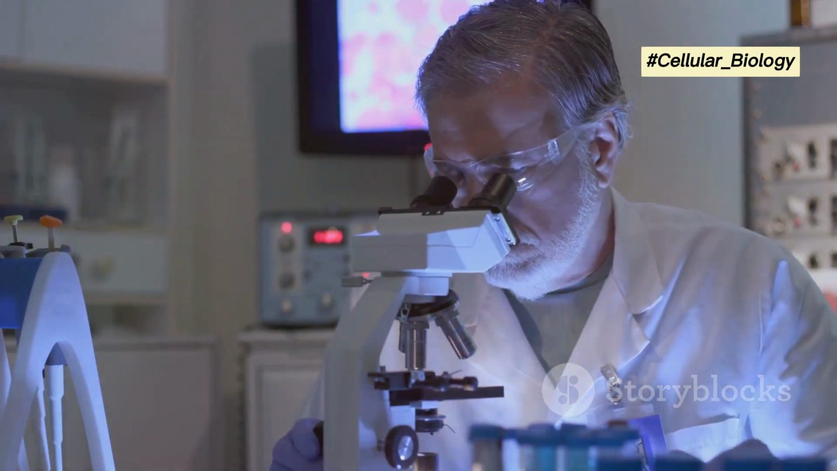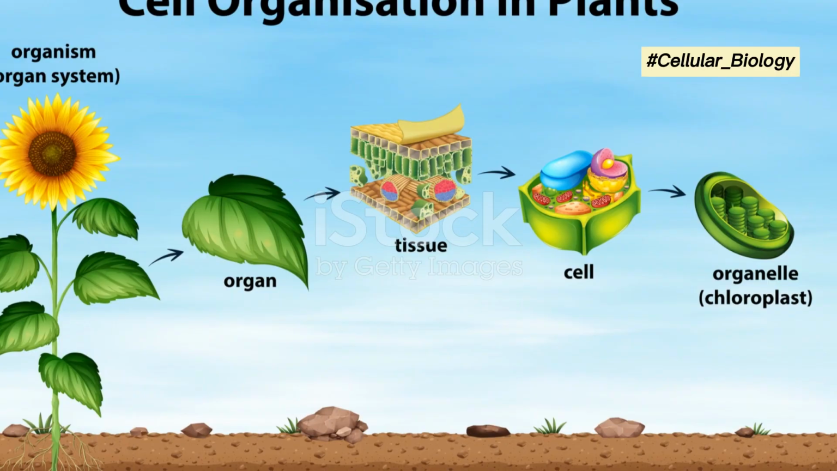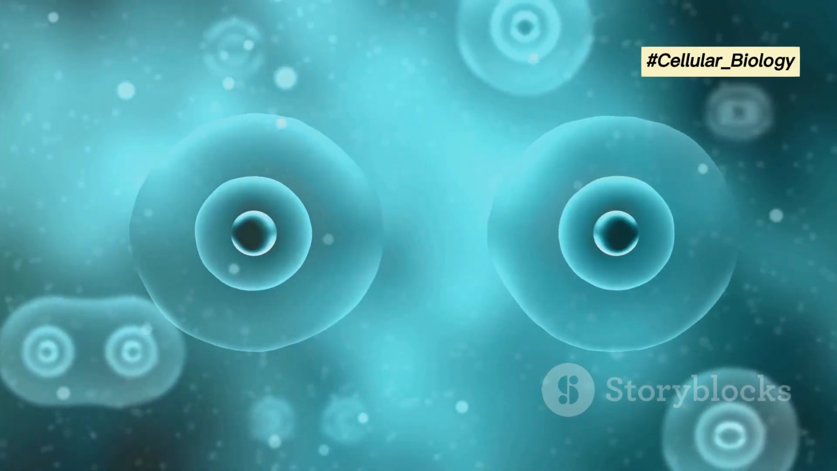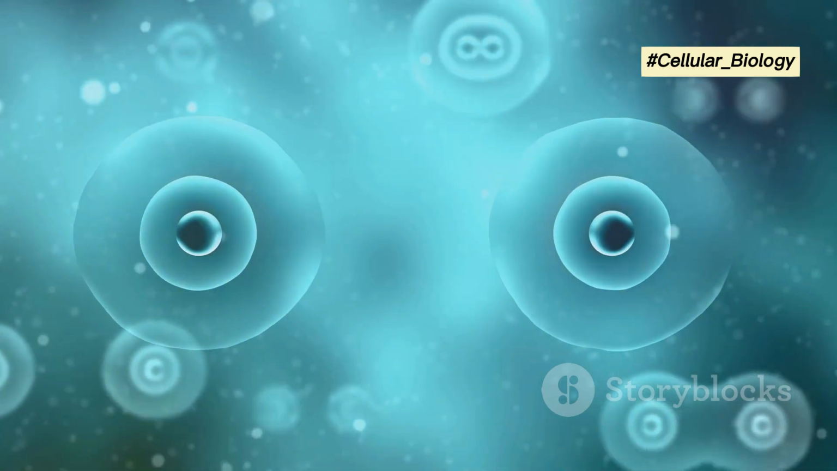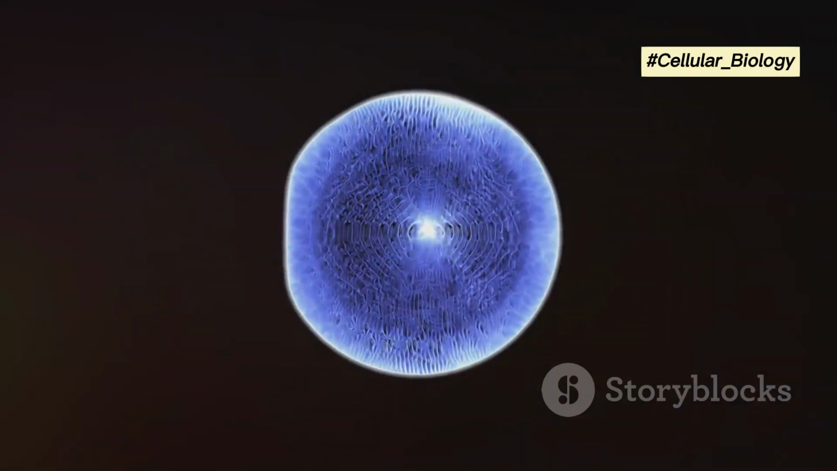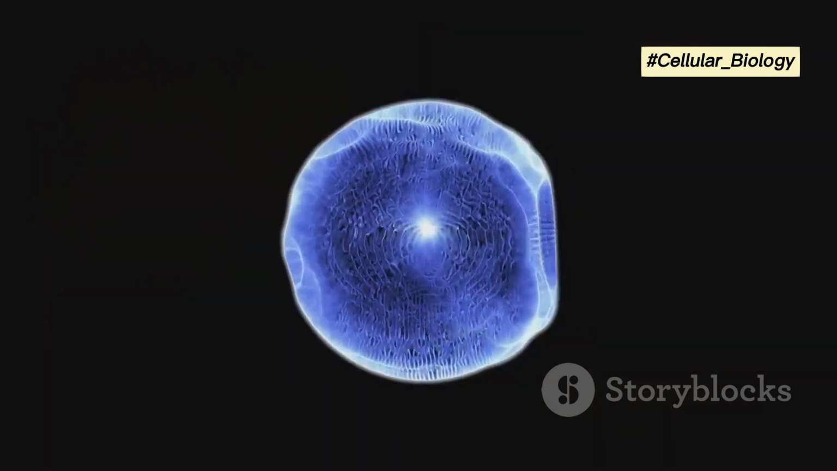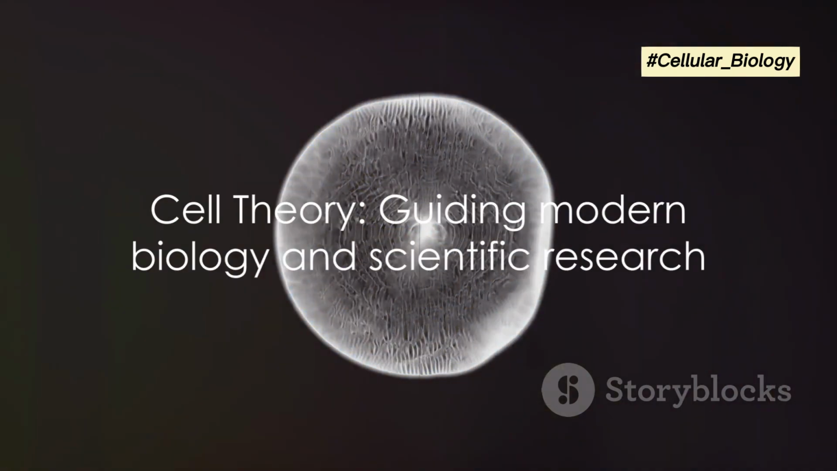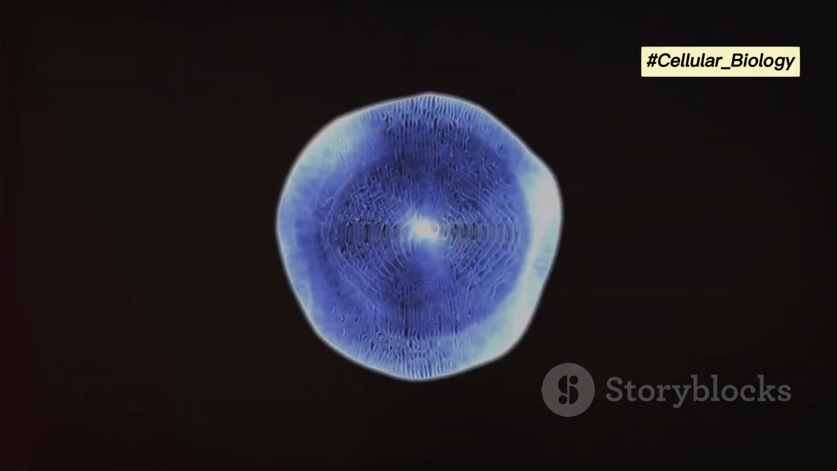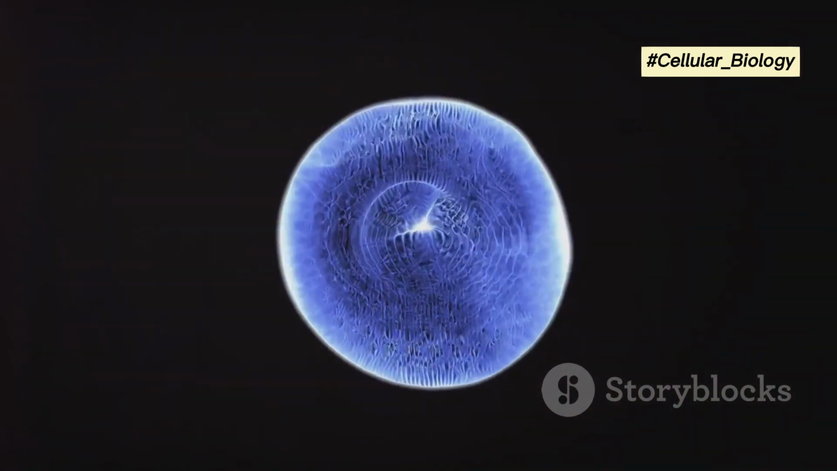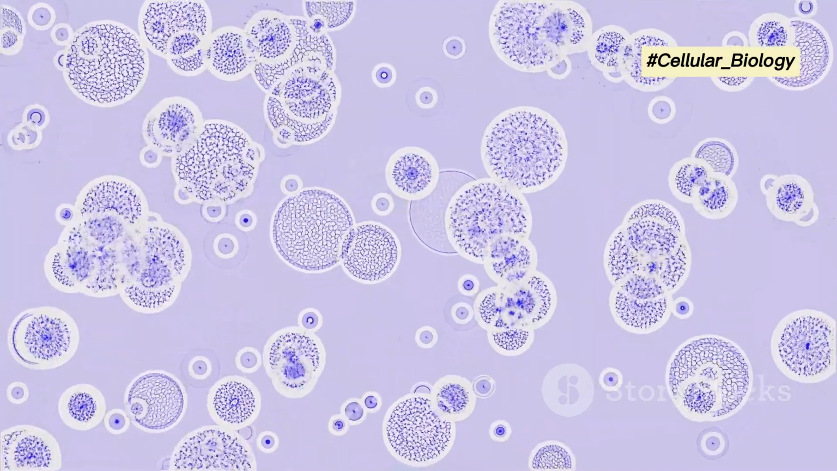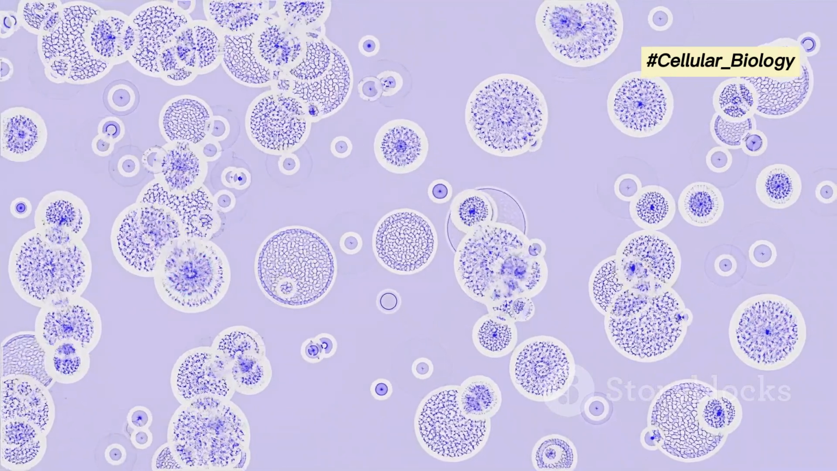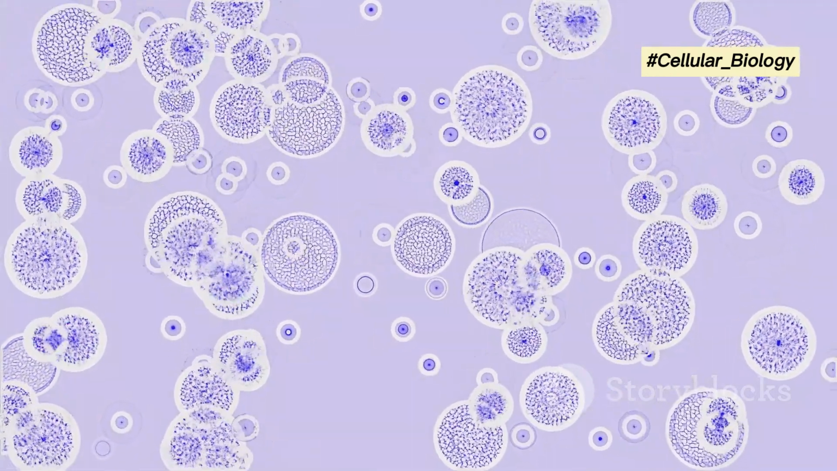These findings coalesced into the cell theory, which has three main tenets. Firstly, all organisms are composed of one or more cells. Secondly, the cell is the basic unit of structure and organization in organisms. And thirdly, cells arise from pre-existing cells. This theory, simple yet profound, transformed our understanding of life. It has guided generations of scientists in their research, leading to countless advances in medicine, genetics, and biotechnology. These three principles form the cornerstone of modern biology.